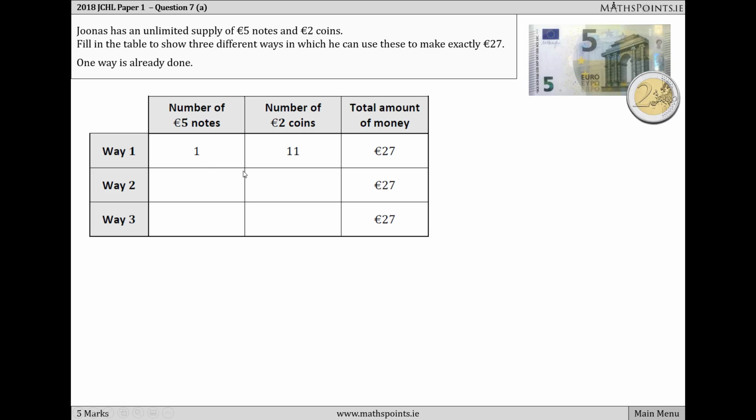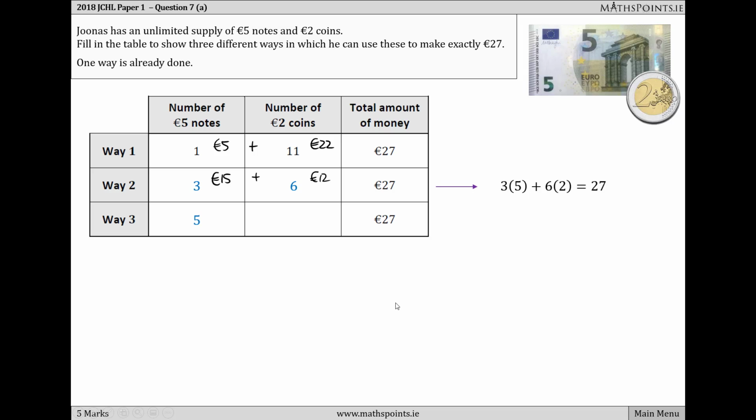So the way that's already done for us is that Eunice has one €5 note, which is obviously €5, and then he has 11 €2 coins, and 11 twos is €22, and €5 plus €22 adds up to €27. The second way we could do this is we could have 3 €5 notes, so 3 €5 notes would add up to €15. Out of the 27 there would be €12 left, and so we would need 6 €2 coins. 6 €2 coins is €12, and 15 and 12 is also 27. And just to check that, we have 3 by 5 plus 6 by 2 is obviously equal to 27.